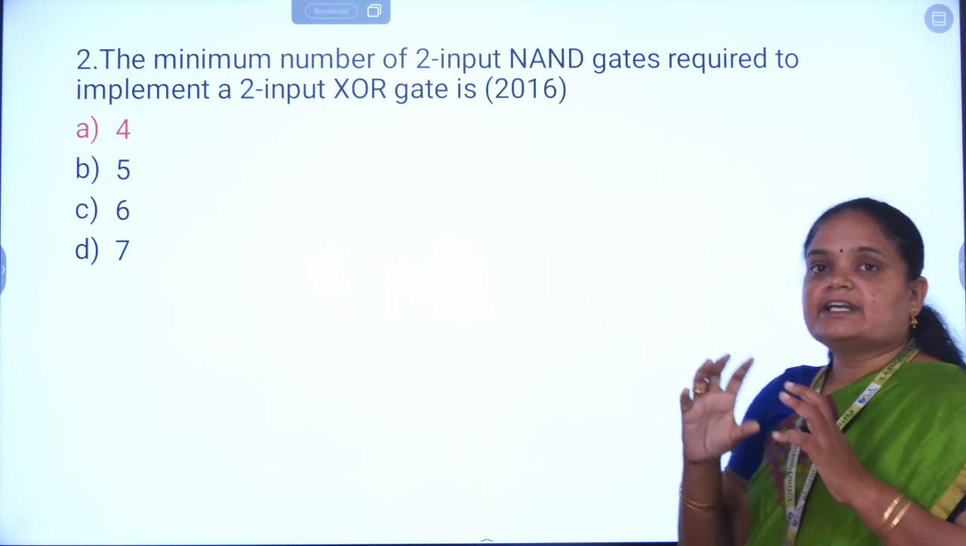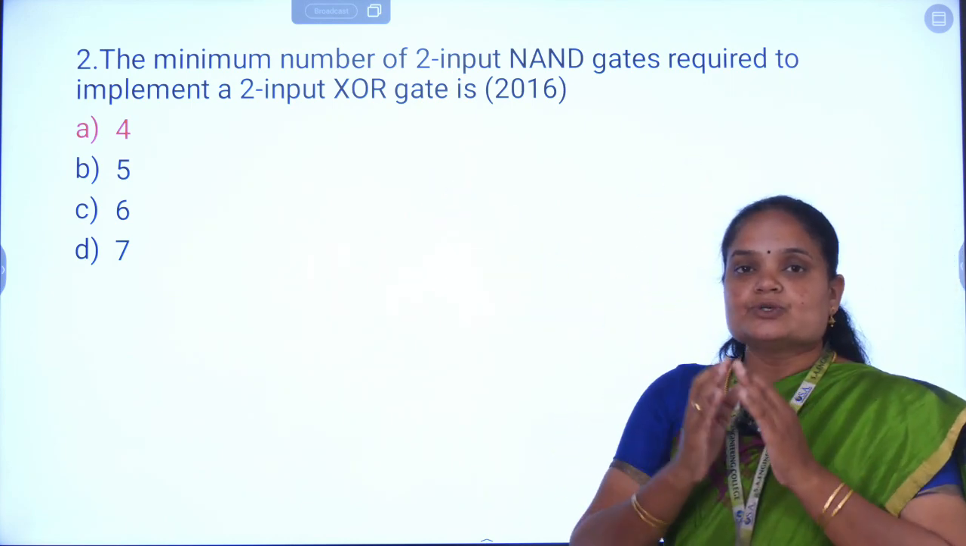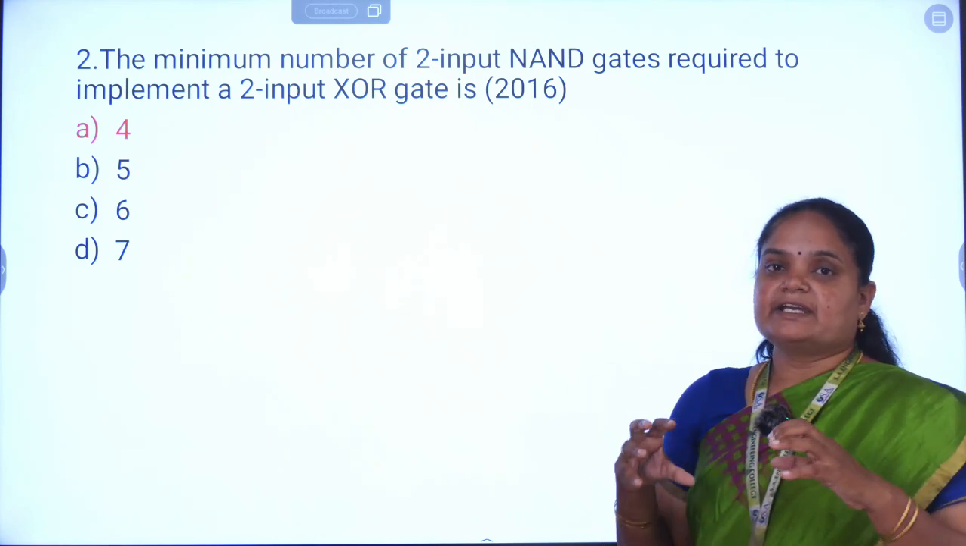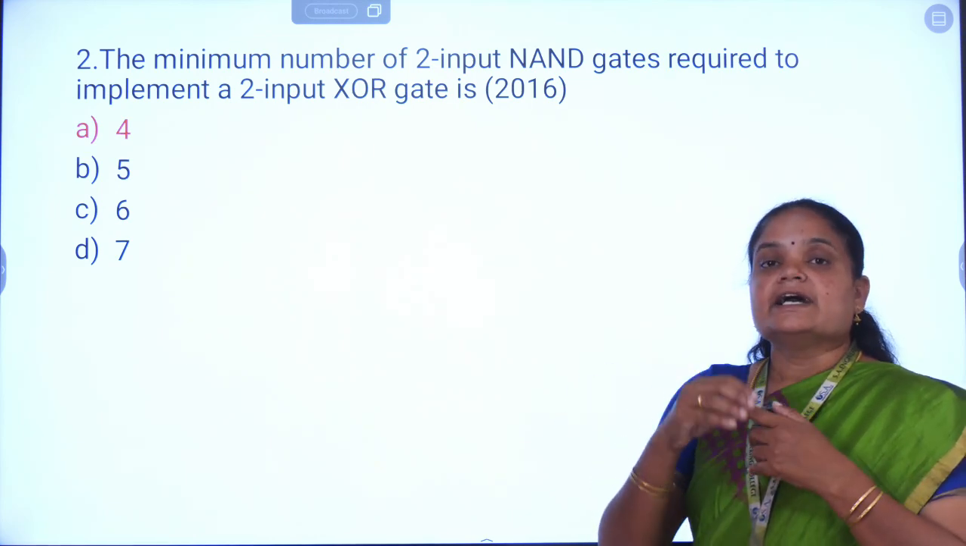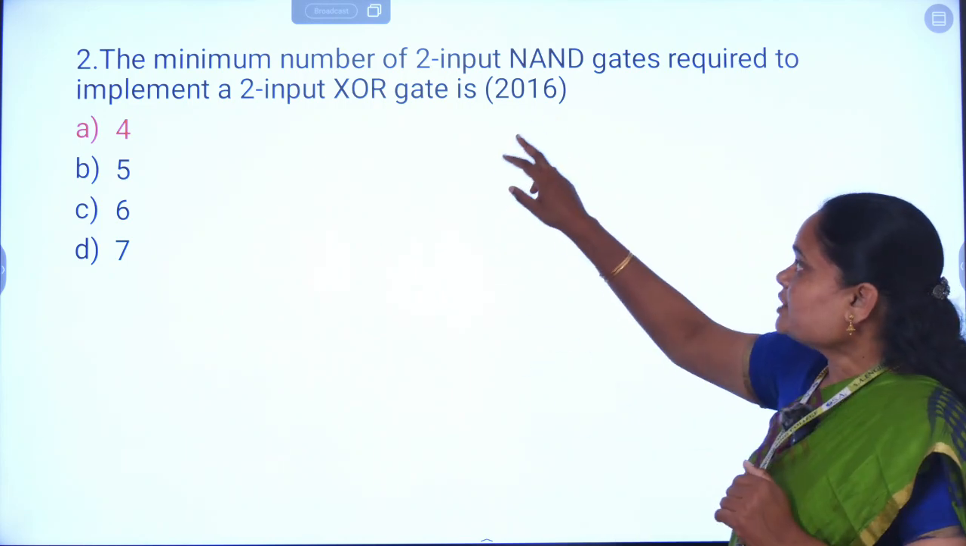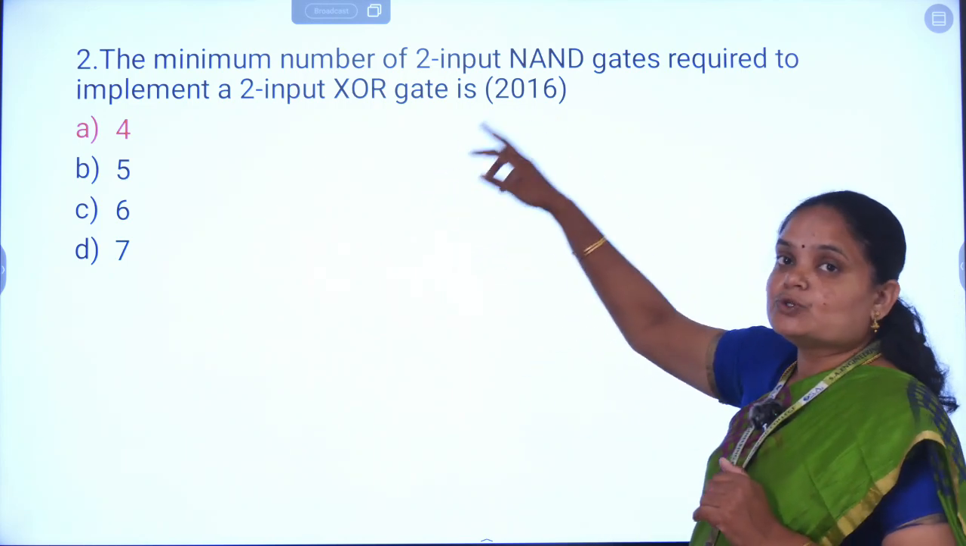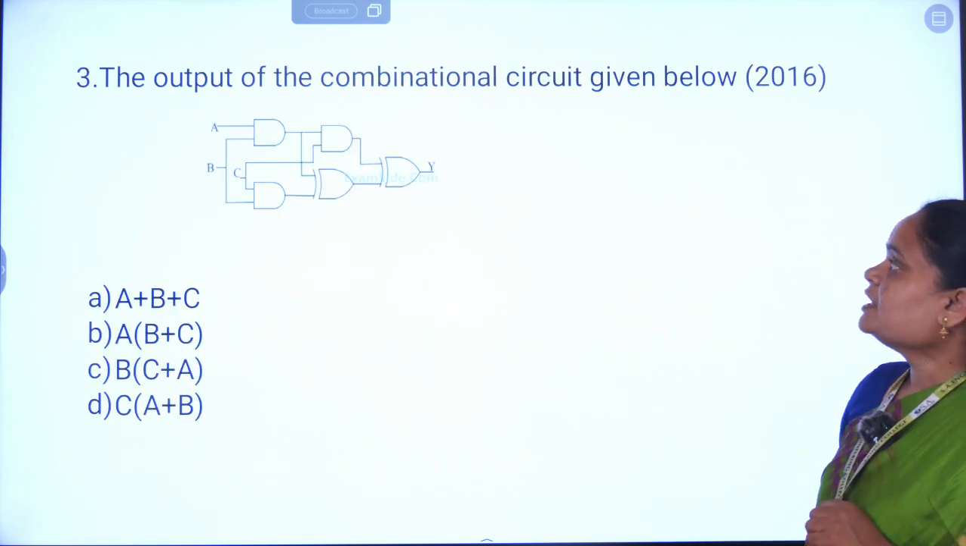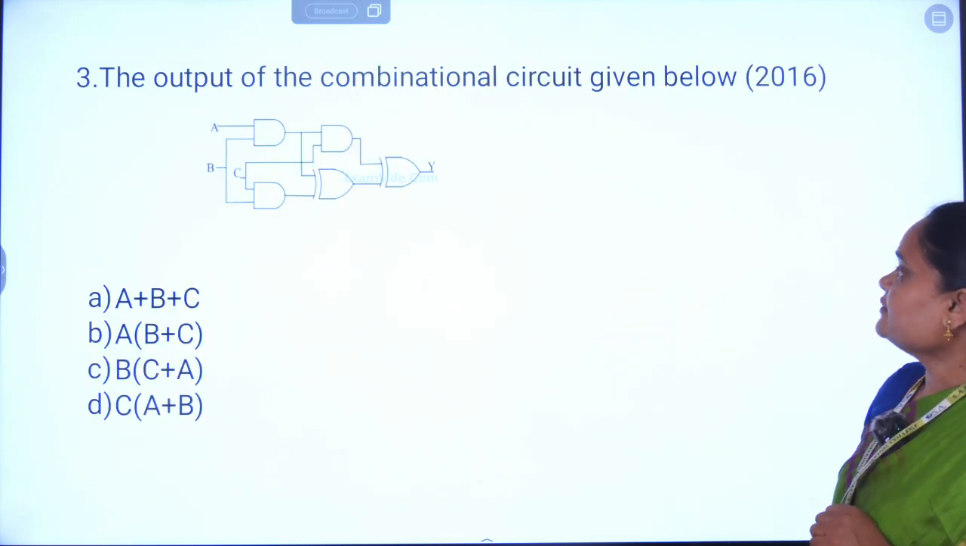So the NAND gate and NOR gate are universal gates. Using these NAND and NOR gates, we are able to implement all the remaining gates: AND, OR, NOT, XOR, XNOR and so on. So to implement a 2 input XOR gate using 2 input NAND gates, we require 4 NAND gates.